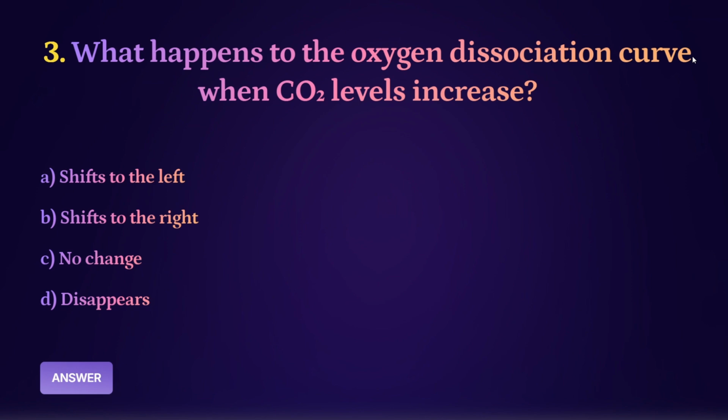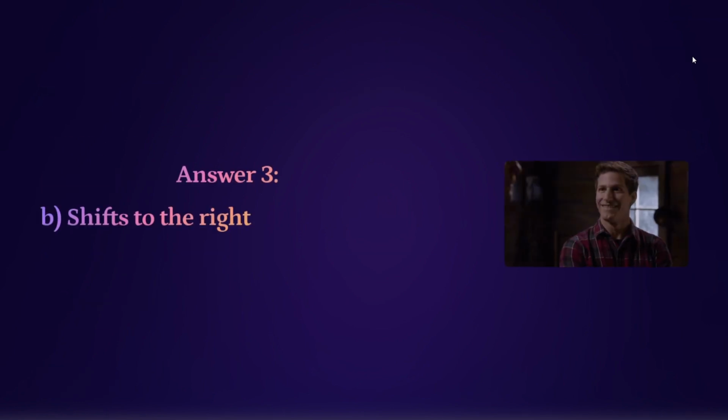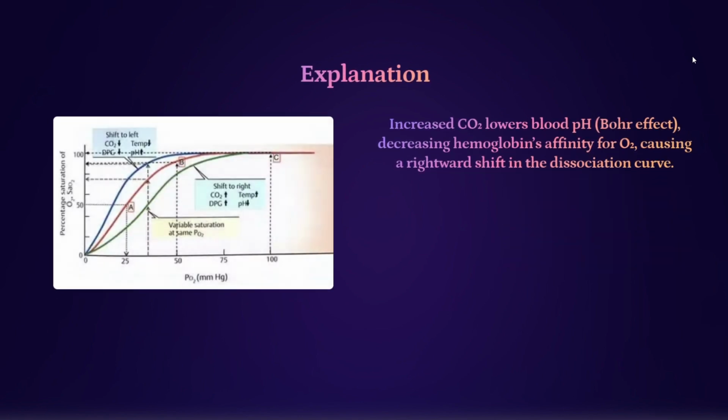Let's see question number 3. What happens to the oxygen dissociation curve when carbon dioxide levels increase? The options are A. It shifts to the left, option B, it shifts to the right, option C, no change in the curve, or option D, it disappears. The correct answer is that the curve shifts to the right. Increased carbon dioxide lowers the blood pH, which is the Bohr effect, decreasing hemoglobin's affinity for oxygen, thereby causing a rightward shift in the dissociation curve.